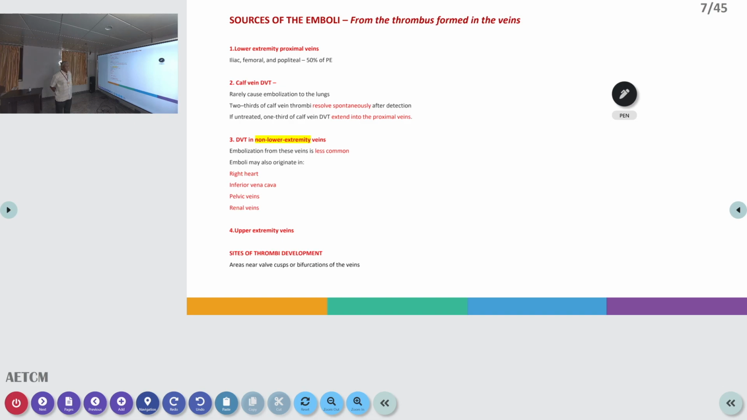So we always say deep vein, calf vein thrombus. The calf vein thrombus dislodging is very rare. Two-thirds of the calf vein thrombi resolve spontaneously after formation. The remaining one-third extends to the proximal veins. Only from the proximal veins does the detachment or fragmentation of the thrombus happen, to travel to the heart and the pulmonary vessel. And DVT may happen in non-lower extremity veins also.